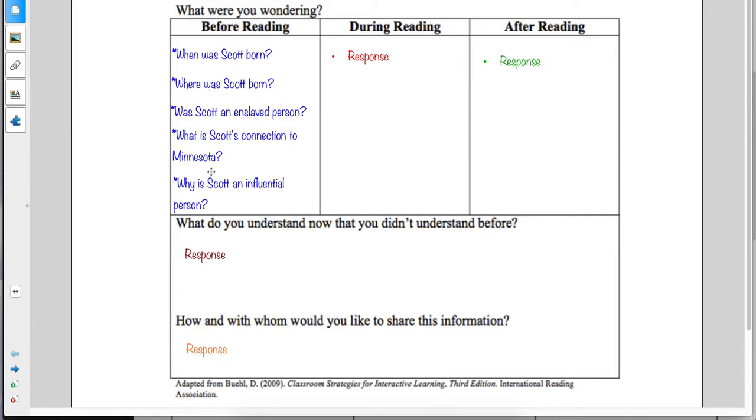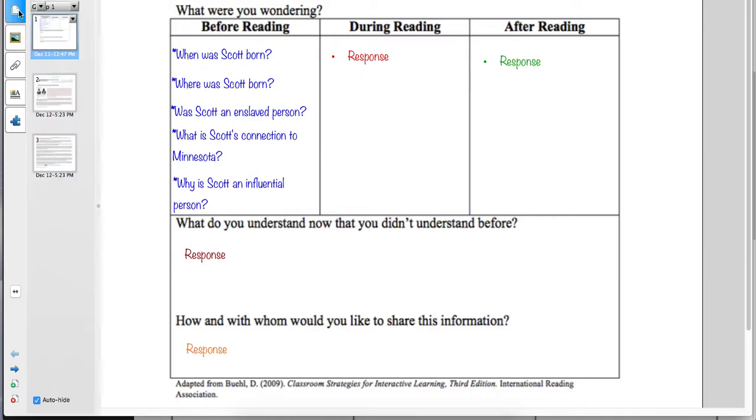So hopefully I can answer all these questions while I read. And also while I'm reading, I'm going to find out when he was born and where he was born. I'm going to find out his connection to Minnesota and find out if he was enslaved. I'm going to find out why he is influential. So I wrote these 5 questions down first. Now I'm ready to jump into during the reading.